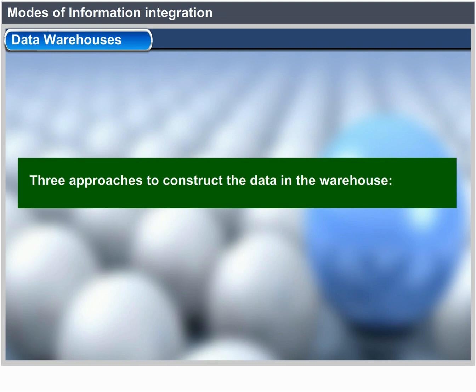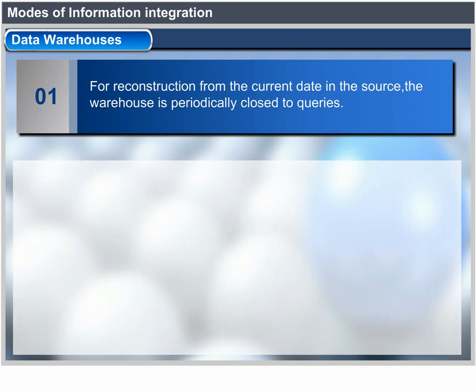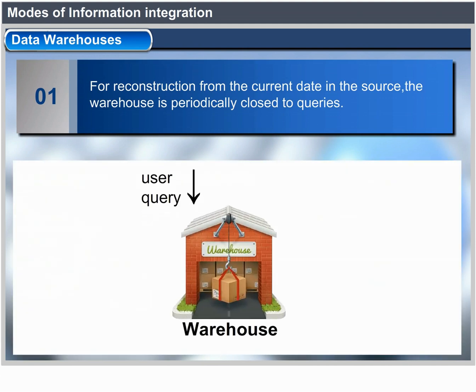Number 1. The warehouse is periodically closed to queries and reconstructed from the current data in the sources. This approach is the most common, with the reconstruction occurring once a night or at even longer intervals.